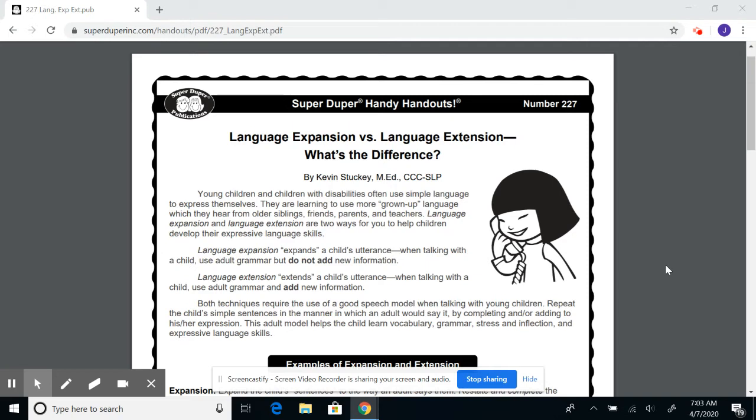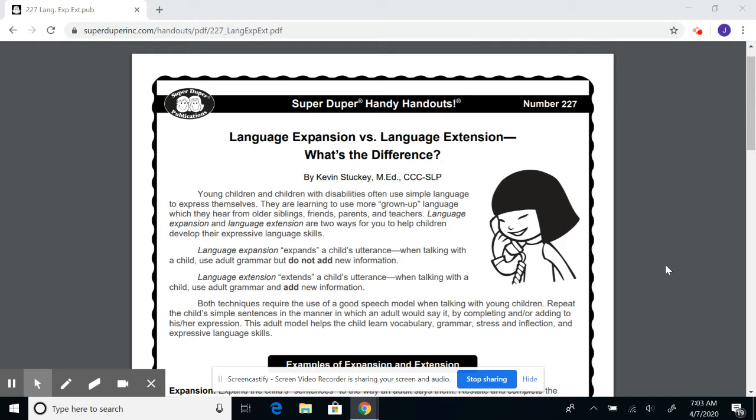The next strategy you can use is language extension. This is where you are extending what a child says. You are going to first restate what the child says, and then you can also add new information. This is a great technique you can use when you're playing with your child. So, for example, if you are playing with cars on the ground and the child says, "Car go," you could say, "Yes, the car is going fast." What you're doing is restating what they said, and then also adding some new information to your utterance. So you're extending your model, giving more information and more language for them to hear.